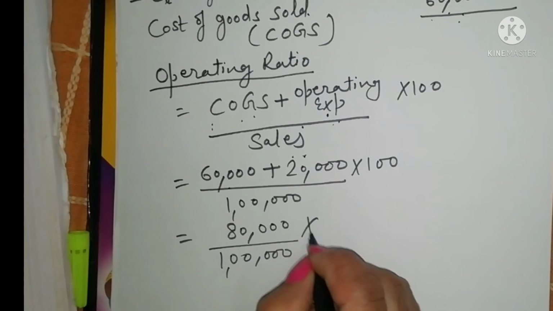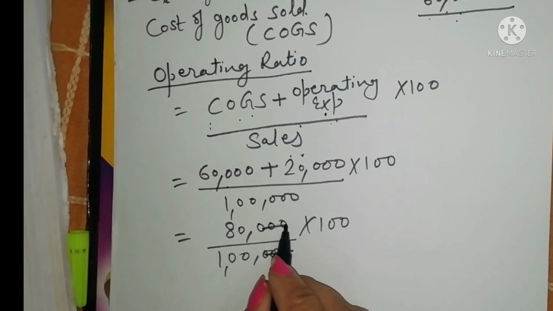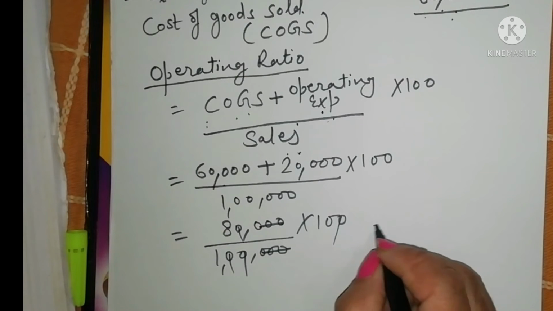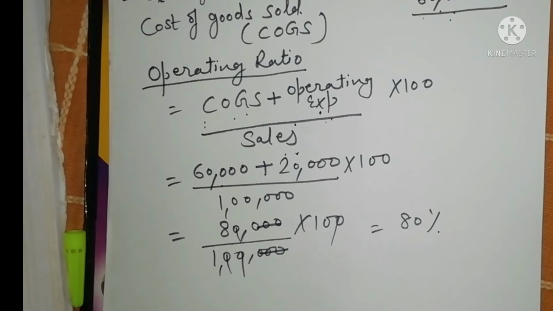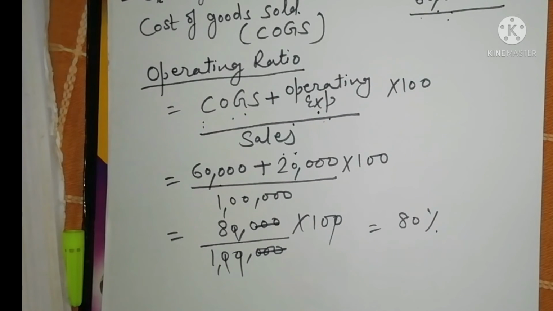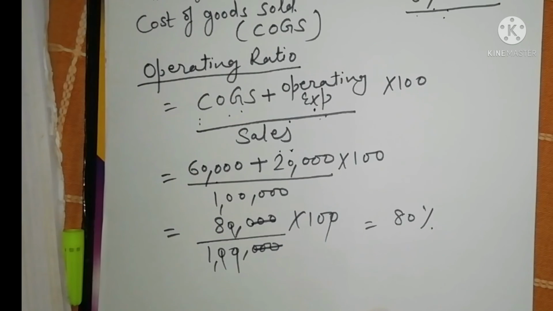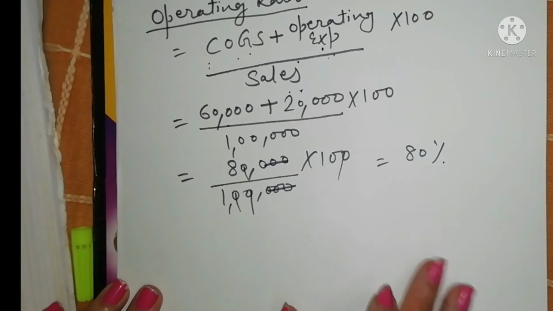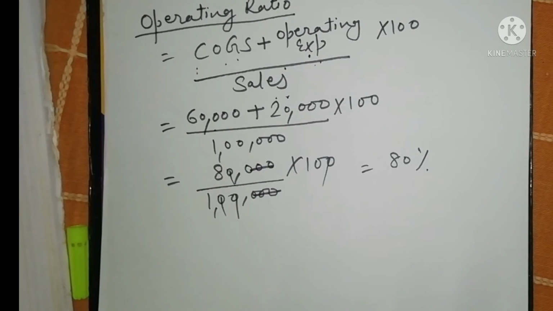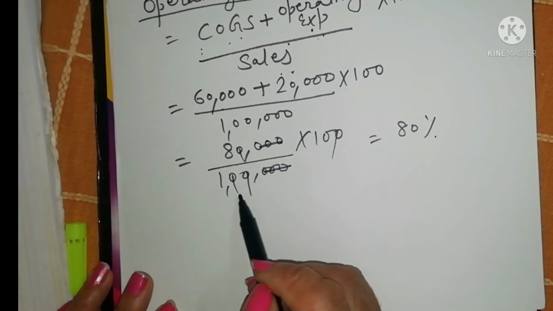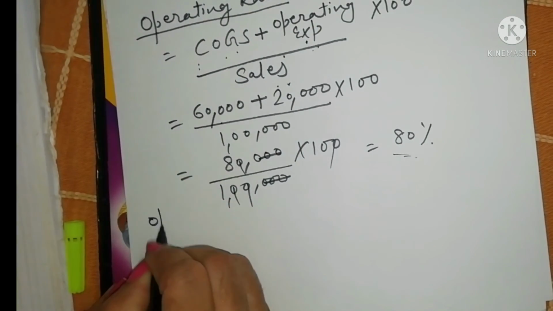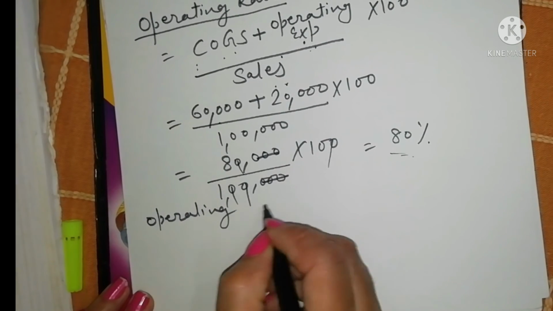So overall our operating ratio is 80%. It is our answer, because in the question they simply ask to find out the operating ratio. Now you can see it's a very easy way to calculate the operating ratio. Sometimes in the questions one more part can be asked: find out the operating ratio and also find out the operating profit ratio.